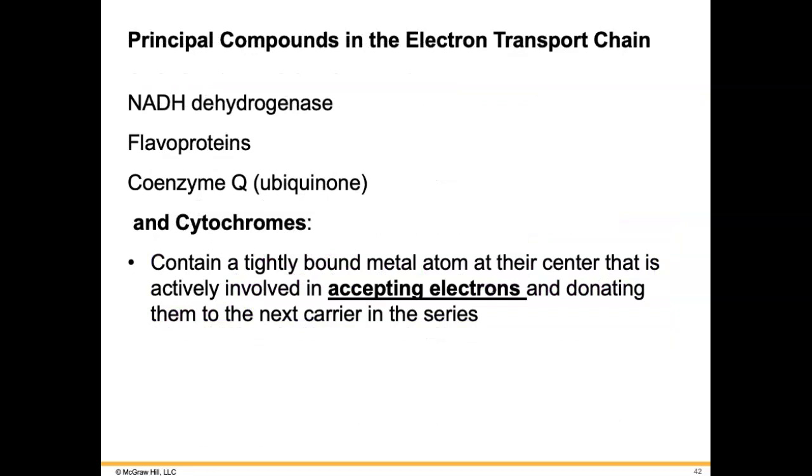So the principal components of the electron transport chain include NADH dehydrogenase, flavoproteins, coenzyme Q, and cytochromes. And they contain a tightly bound metal atom at their center that is actively involved in accepting electrons and donating them to the next carrier in the series.